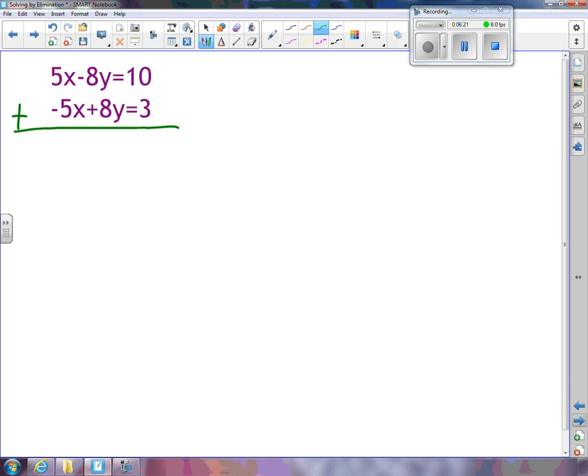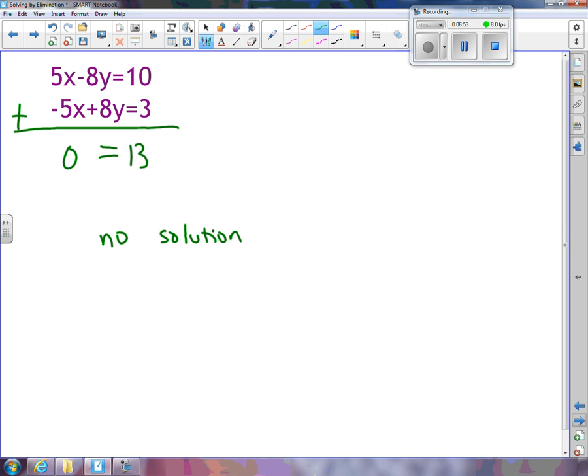5x plus negative 5x is 0. Negative 8y plus 8y is also 0. 10 plus 3 is 13. So without doing much work at all, I got the equation that 0 equals 13. This is obviously not a true statement. If this comes out to be something that's not true, that means that there's no solution to this system.